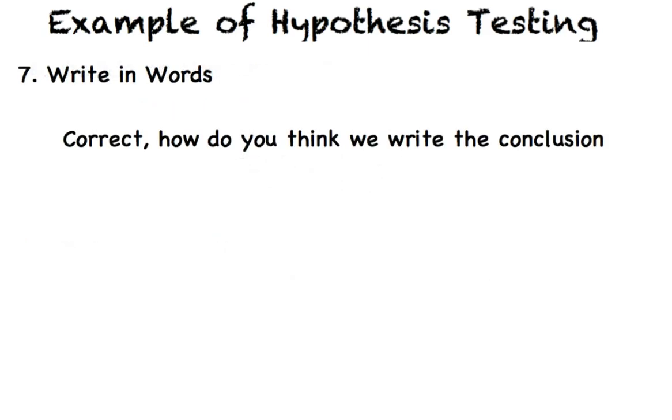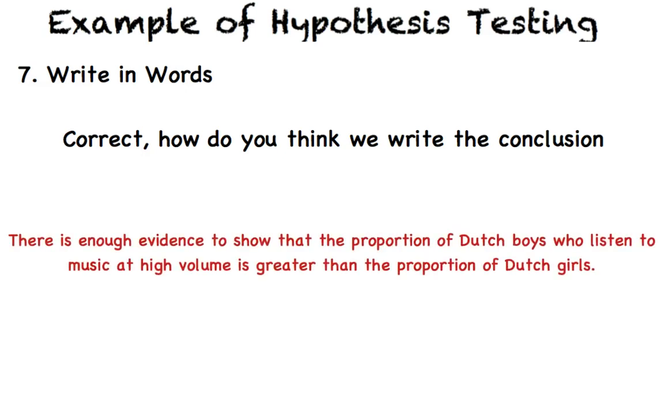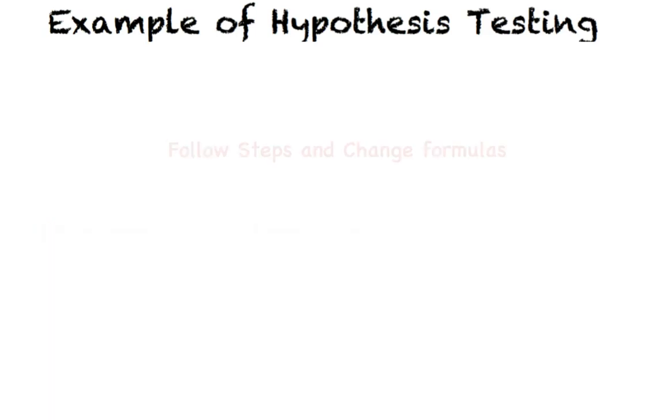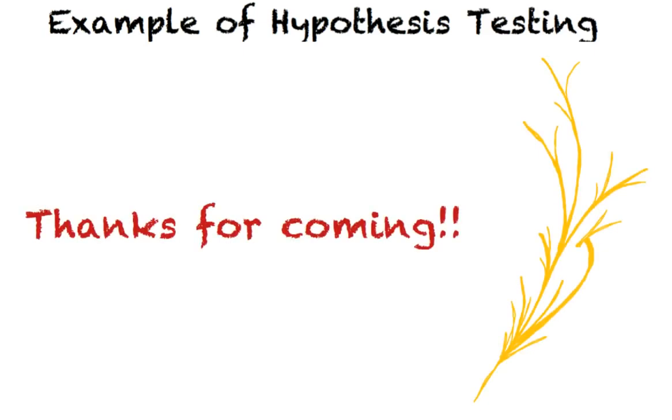And how do you think we write the conclusion? There is enough evidence to show that the proportion of Dutch boys who listen to music at high volume is greater than the proportion of Dutch girls. Sounds good here. Now we can breathe. We made it through the hypothesis test problem. By following the steps and just changing the formula and other things when it is needed, depending on what test, we can use the same steps. Correct. And he says they follow these steps, just different formulas. Thanks for coming and have fun!